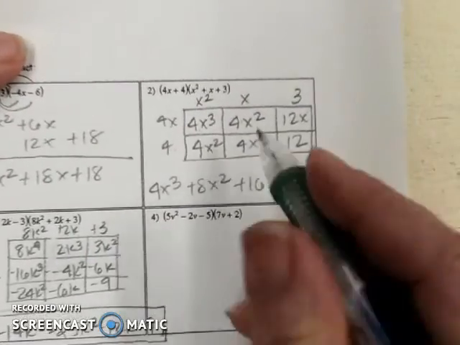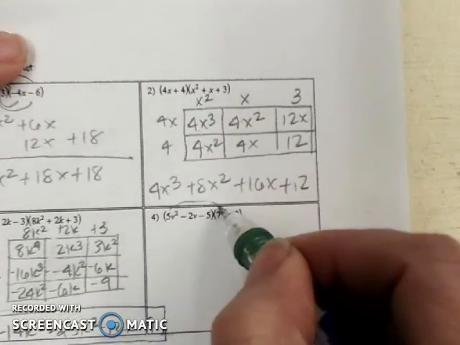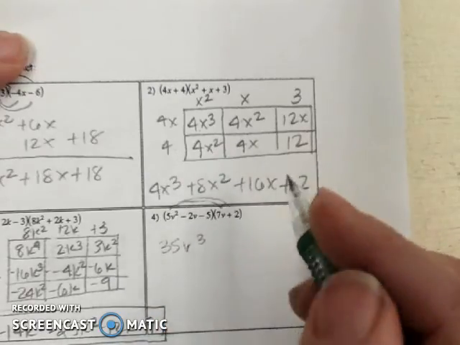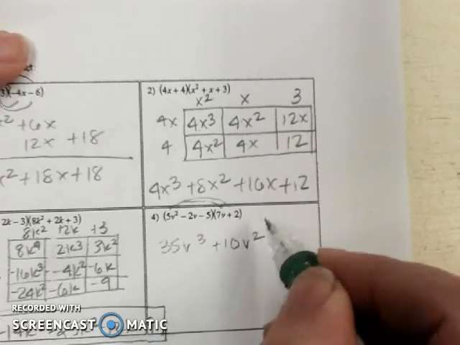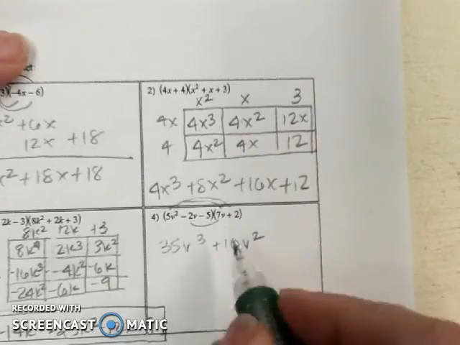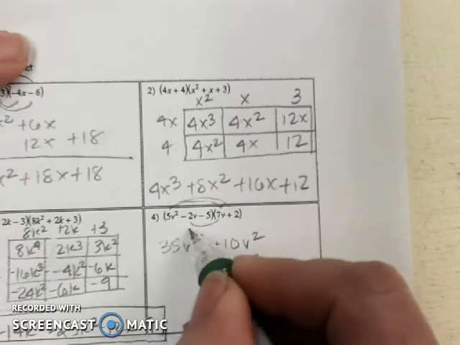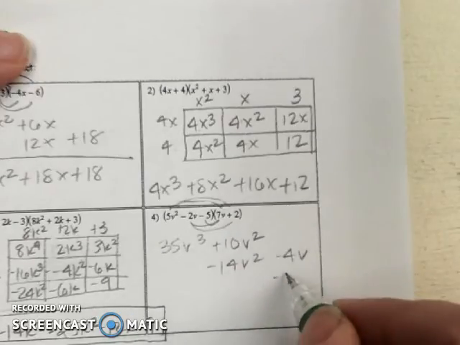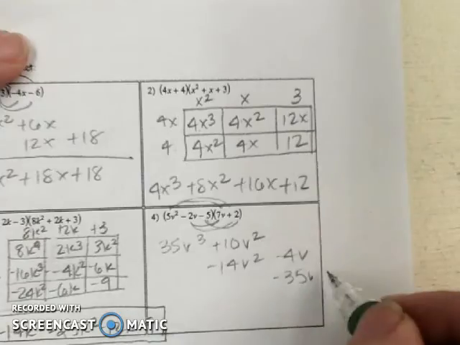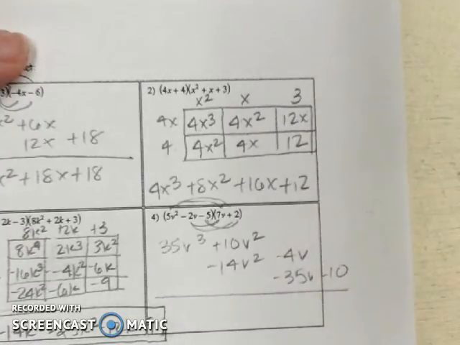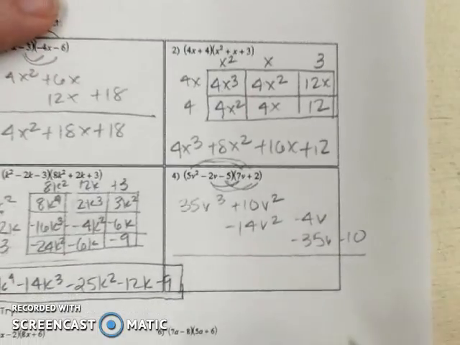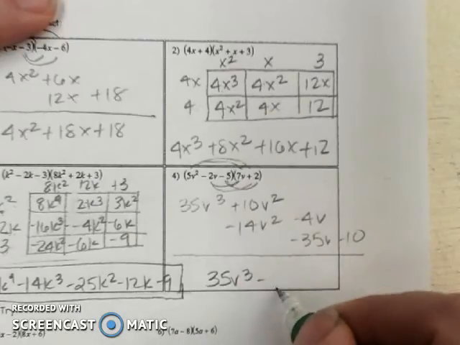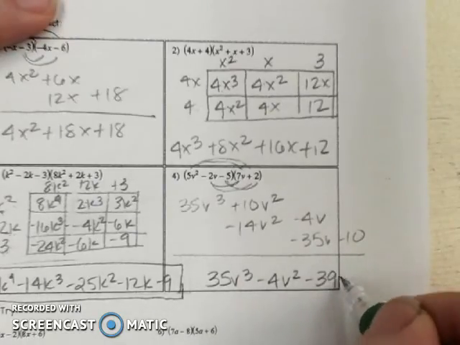Number 4, I'm going to just do my distributive property for those of you that are wanting that. So that gives me 35v cubed. And that gives me 10v squared. Distribute the negative 2. And I get a negative 14v squared and a negative 4v. Distribute the negative 5. I get negative 35v and a negative 10. Notice what I did. I stacked them by like terms, so I can just combine now. So I have 35v cubed minus 4v squared minus 39v minus 10.